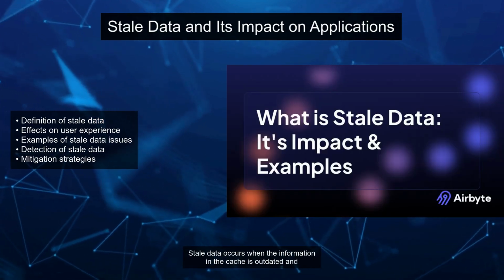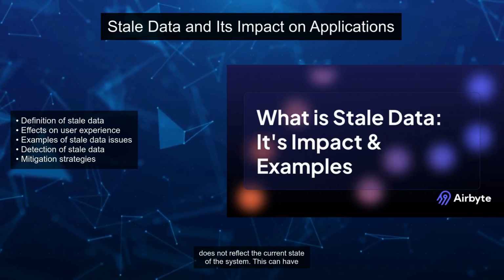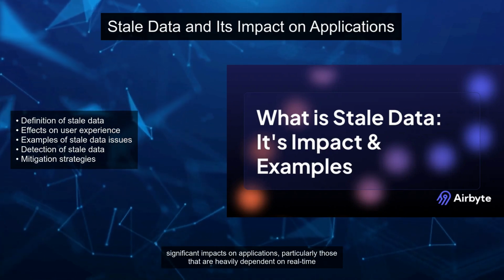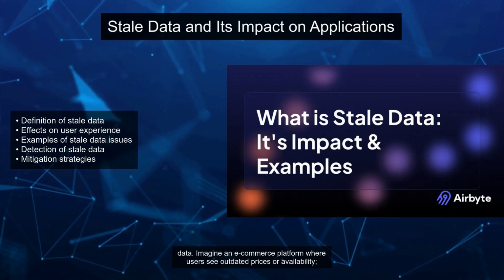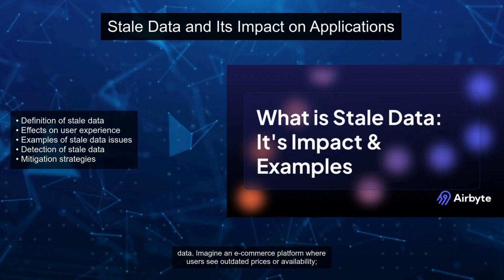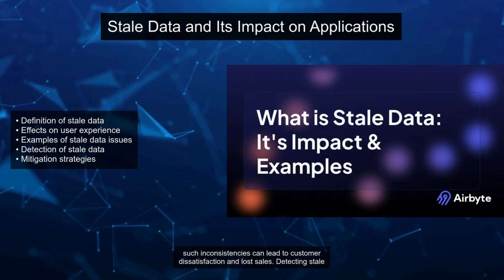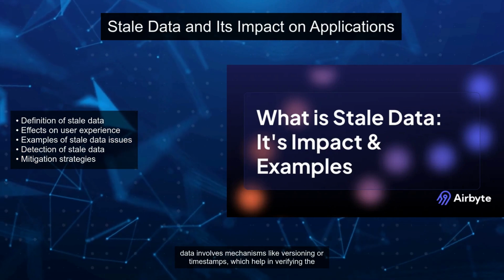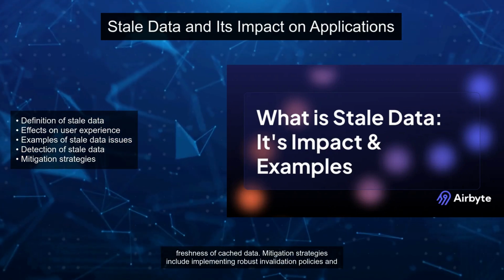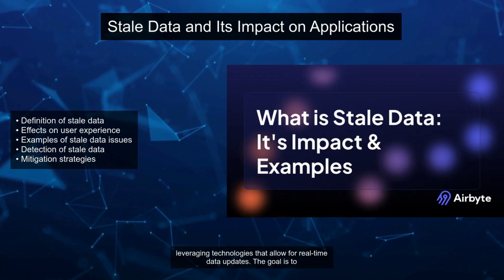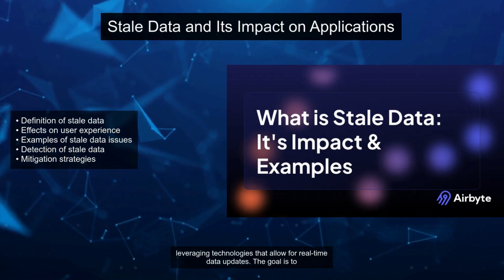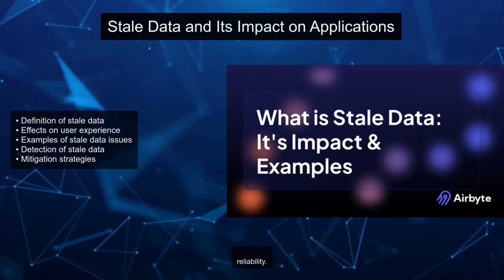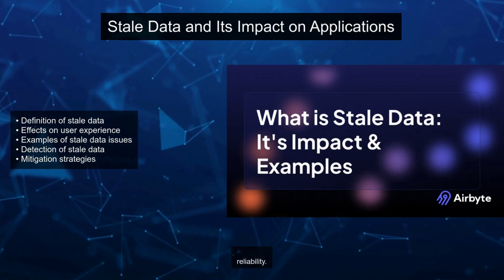Stale data occurs when the information in the cache is outdated and does not reflect the current state of the system. This can have significant impacts on applications, particularly those that are heavily dependent on real-time data. Imagine an e-commerce platform where users see outdated prices or availability. Such inconsistencies can lead to customer dissatisfaction and lost sales. Detecting stale data involves mechanisms like versioning or timestamps, which help in verifying the freshness of cache data. Mitigation strategies include implementing robust invalidation policies and leveraging technologies that allow for real-time data updates. The goal is to maintain an accurate and reliable cache that enhances user trust and application reliability.